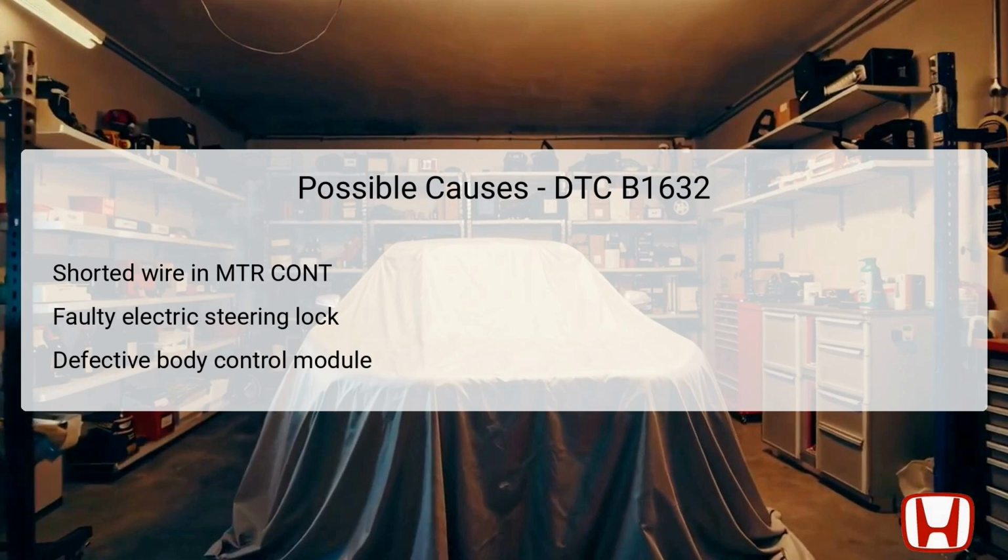Furthermore, a defective body control module can disrupt the communication required for proper operation of the entire keyless system. Each of these causes must be investigated systematically to ascertain the exact origin of the error signal, as it will determine the necessary repairs or component replacements before resolving the DTC.